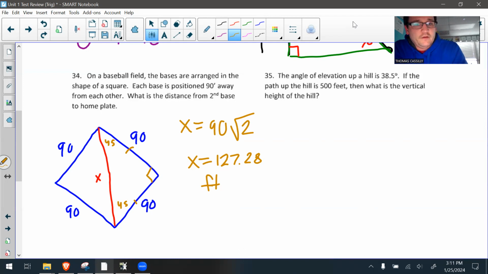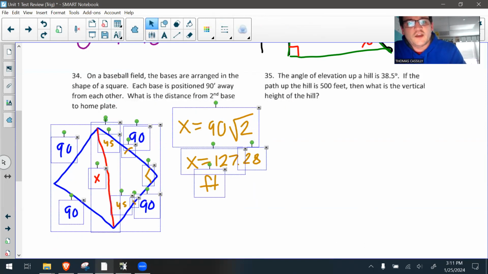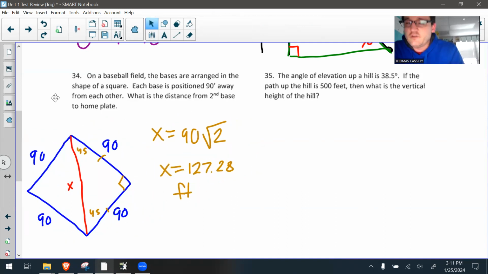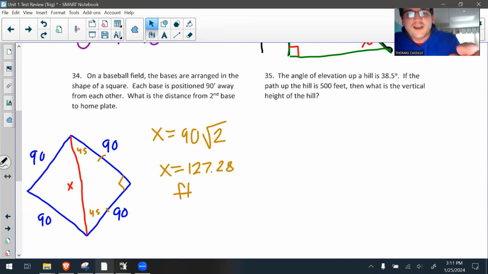All right, and there we have it. That one's done. If we wanted to, we could have used trig for that one, but it's not necessary. We don't have to work harder than we need to. As long as you recognize that 45, 45, 90 in there, that problem is very straightforward. All right, one more. The angle of elevation of a hill is 38.5 degrees. If the path up the hill is 500 feet, what is the vertical height of the hill?